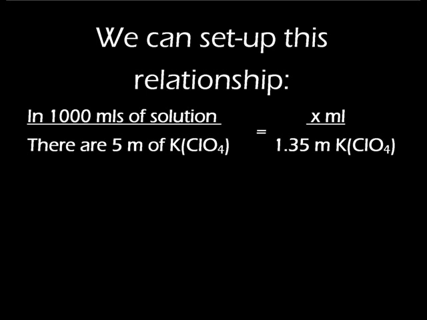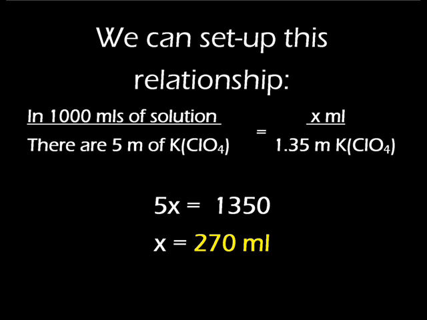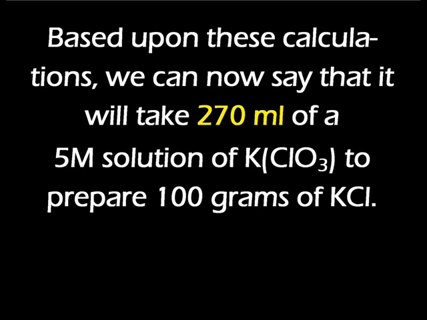Or we can say 1,000 milliliters over 5 moles as how many milliliters in the 1.35 moles. Cross multiplying and solving for X, we find that the result will be 270 milliliters of potassium chlorate. Therefore, based upon these calculations, we can say that in order to prepare 100 grams of potassium chloride, we would need at least 270 milliliters of a 5 molar potassium chlorate solution.